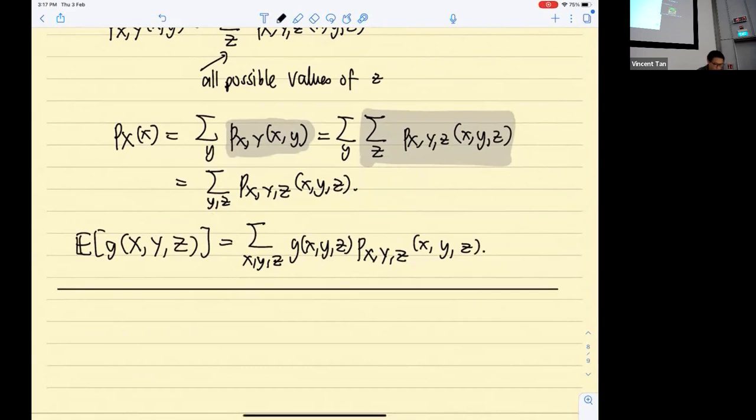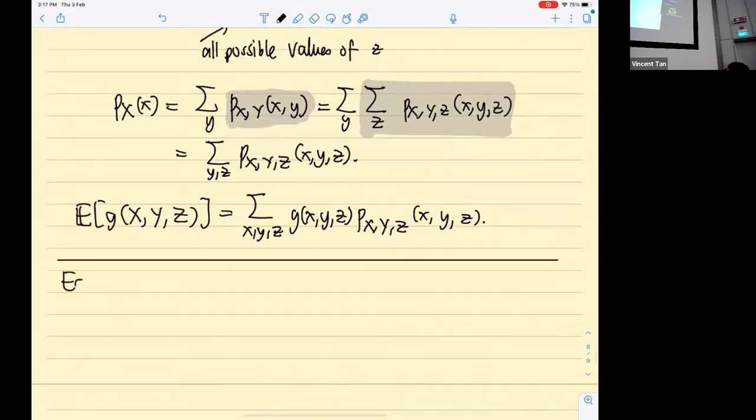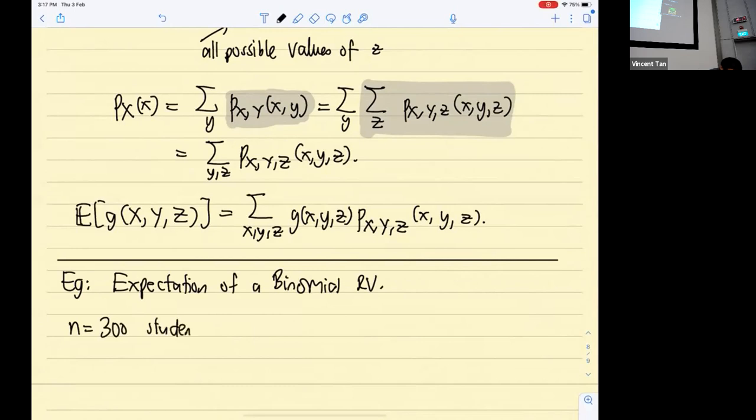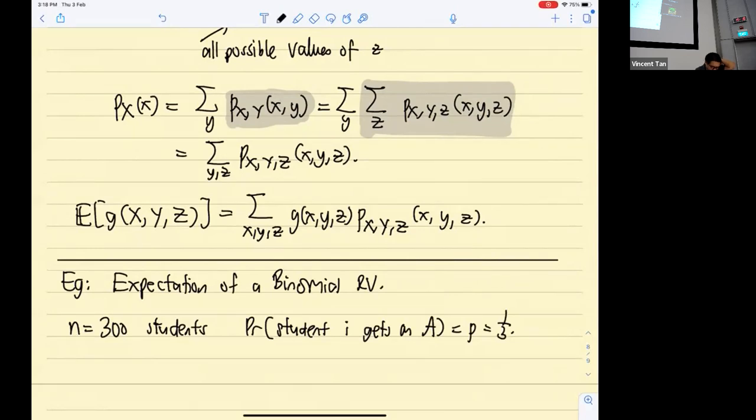Just now, we actually computed the expectation value of a Bernoulli random variable, geometric, and Poisson at the very beginning of this lecture. What we are missing out on is actually the binomial. Example: expectation of a binomial random variable. We motivate this by the following: 300 students in the class. Of course, this class does not have so many students, but suppose 300 students in a class, and the probability that student i gets an A is p, equal to 1/3. What's the expected number of A's that the professor has to give out? Expected number of A's of students in this class.